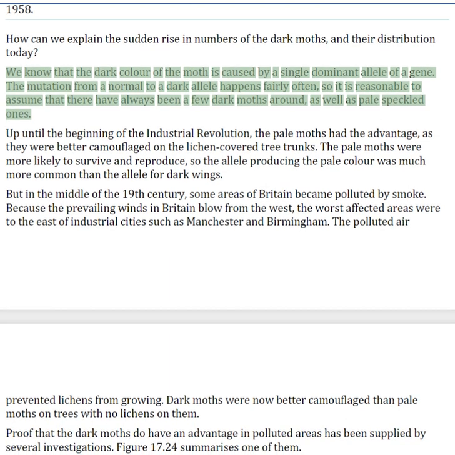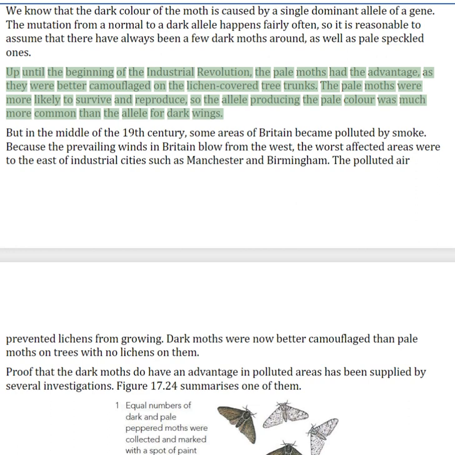We know that the dark color of the moth is caused by a single dominant allele of a gene. The mutation from a normal to a dark allele happens fairly often, so it is reasonable to assume that there have always been a few dark moths around, as well as pale speckled ones. Up until the beginning of the Industrial Revolution, the pale moths had the advantage, as they were better camouflaged on the lichen-covered tree trunks. The pale moths were more likely to survive and reproduce, so the allele producing the pale color was much more common than the allele for dark wings.